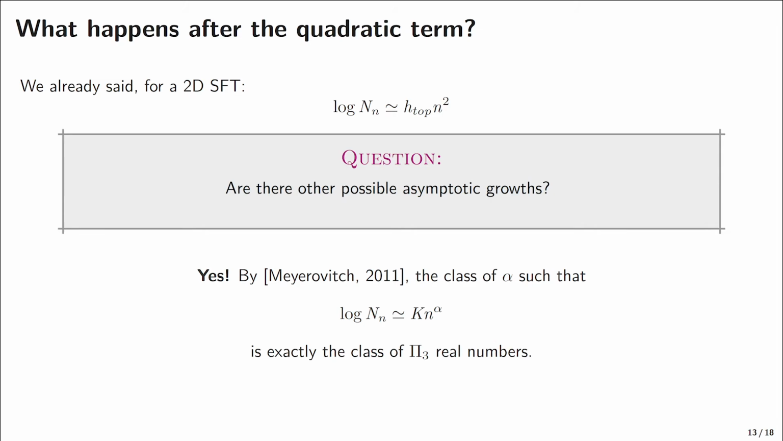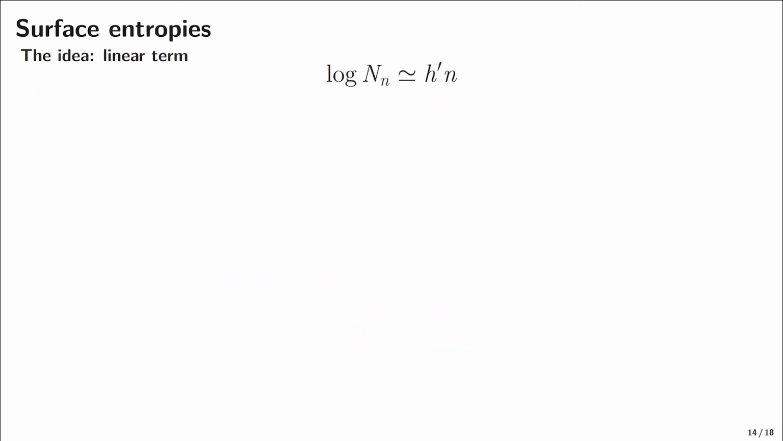Meyerowitz answered in 2011 that any Π3 real number between 0 and 2 can be an asymptotic growth, that is, can be an exponent in this expression. So, what happens if the complexity function grows linearly? In other words, if the exponent here is 1.